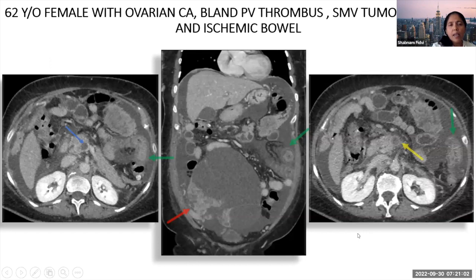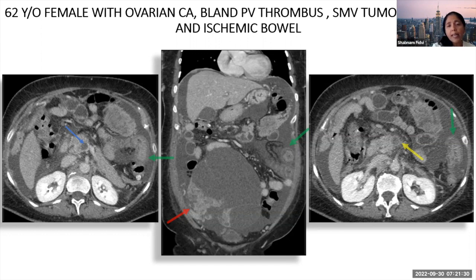This is a relatively recent example of a patient from our practice. She's 62 years old and presented to the ER with abdominal pain. These are axial and coronal contrast enhanced images. The blue arrow shows bland appearing thrombus within the more proximal SMV. The yellow arrow shows enhancing thrombus expanding the lumen of the SMV below this.